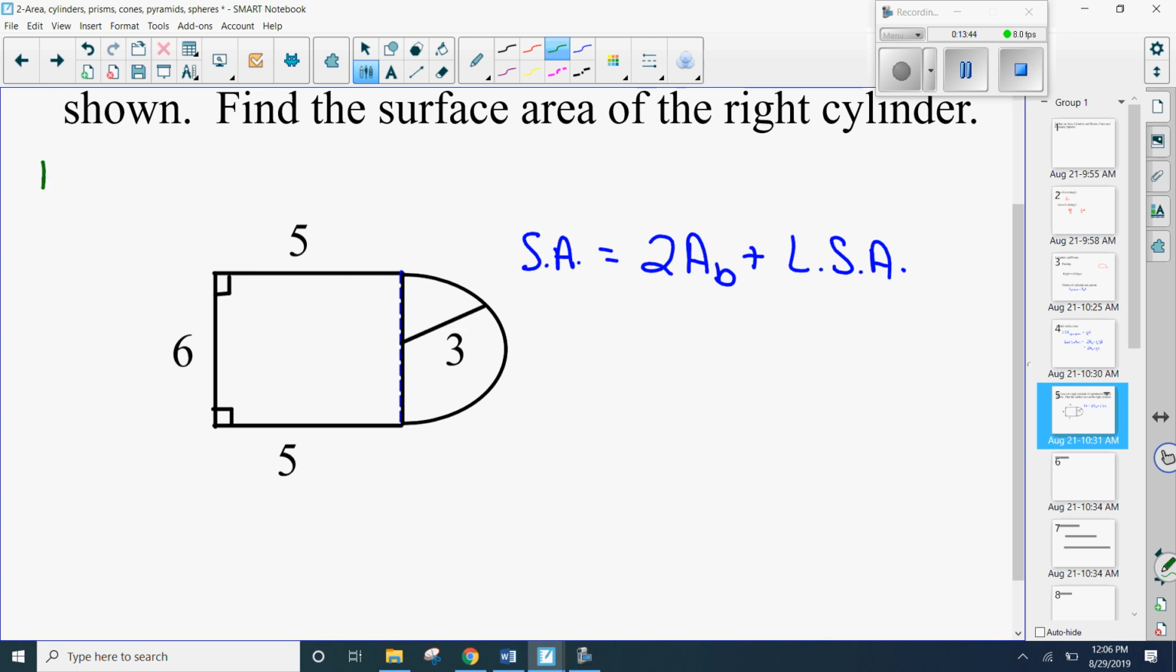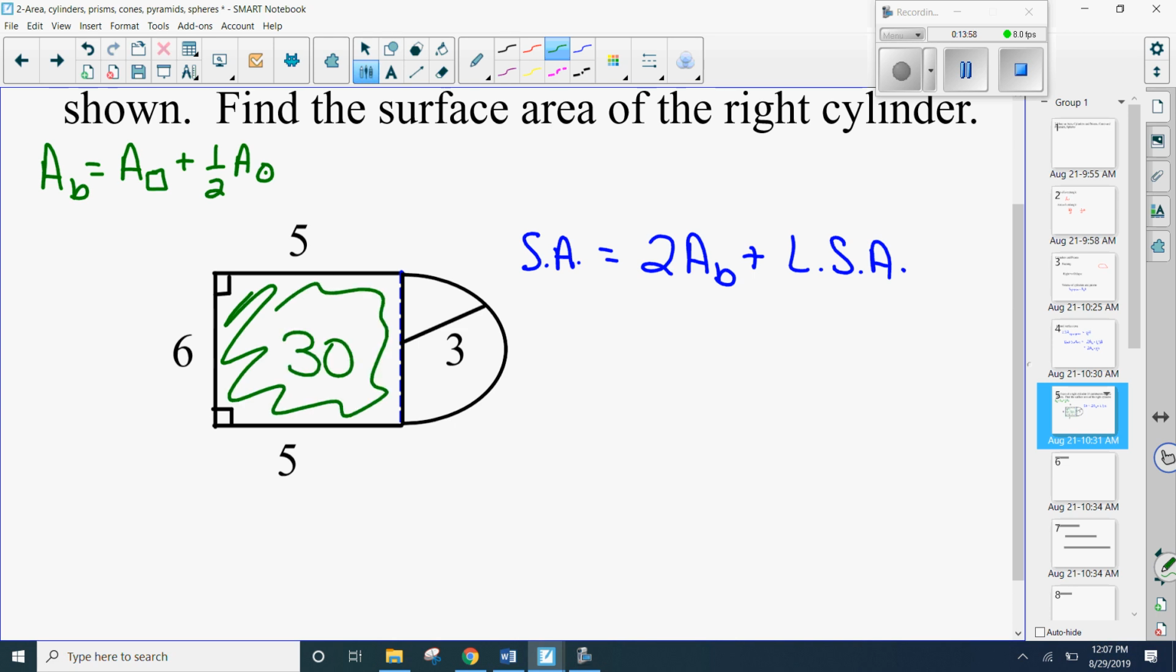So area of the base is going to be equal to area of a rectangle plus half the area of a circle. What's the area of the rectangle? Right there is 30. Length times width. Plus, what's the area of your circle? Well, semicircle. A whole circle would be 9 pi r squared, and I have to divide it by 2. That's the area of one base. So this part right here is 9 pi over 2.